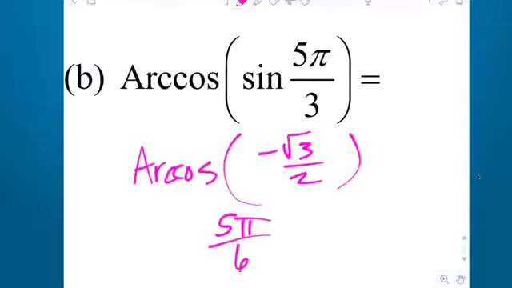Hey, what's cosine of 7 pi 6? Also negative square root of 3 over 2. But why is the arc cosine of negative square root of 3 over 2 not 7 pi 6? Outside the PVR. Good. That's in quadrant 3. And we need to be in quadrant 2 or 1.